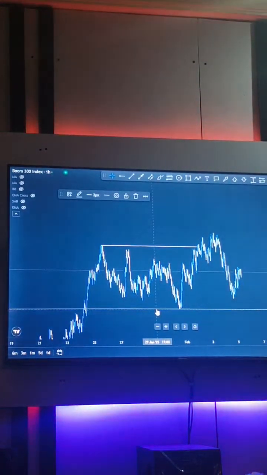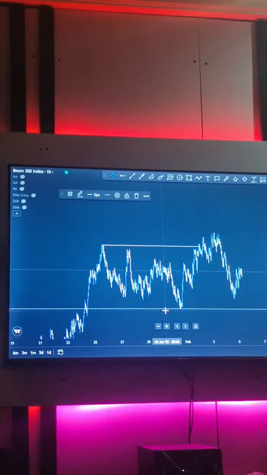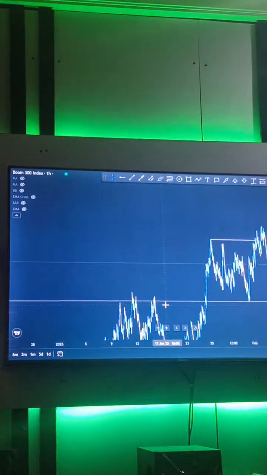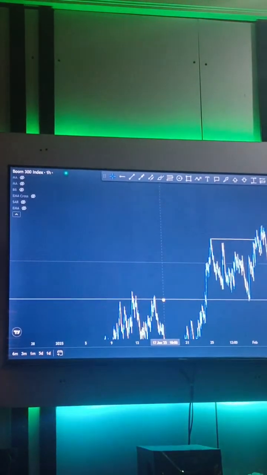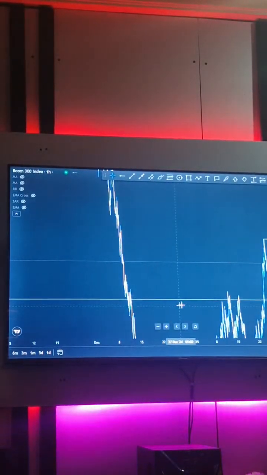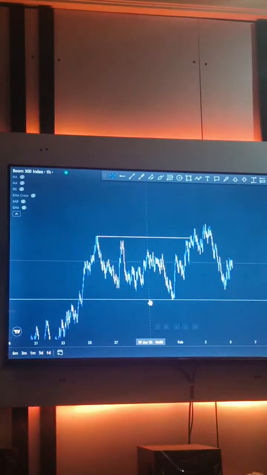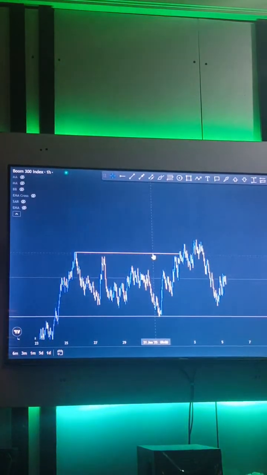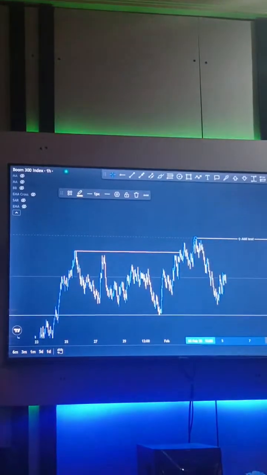You can see the market respected the daily time frame zone. That's why it's very important you always mark these zones out. Market always respects these zones, okay? So the market definitely respected this zone. Then we are marking out our structures.